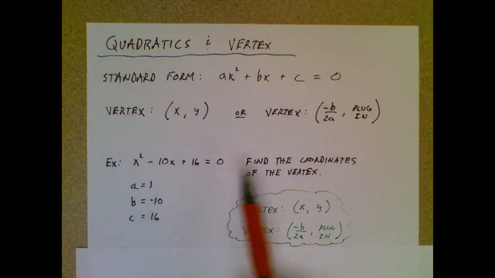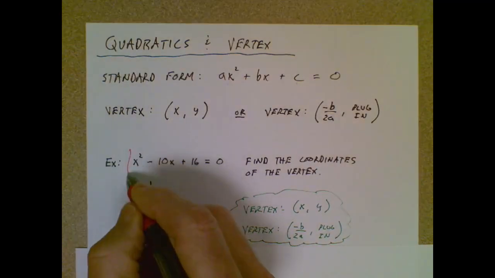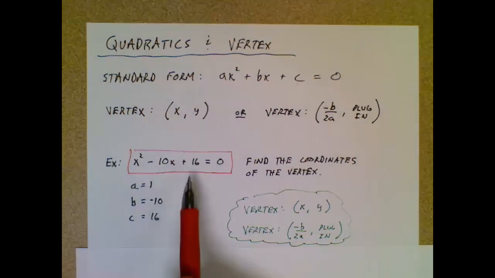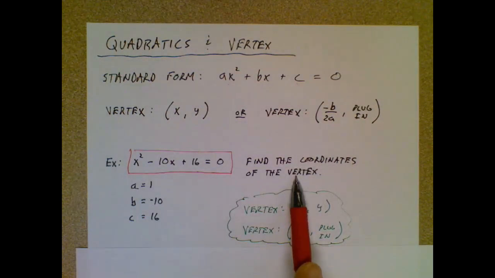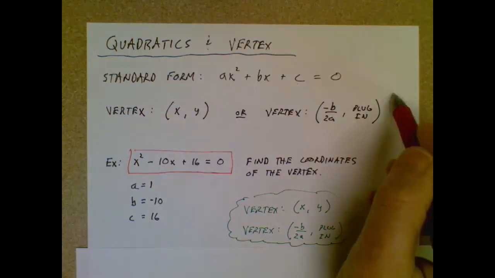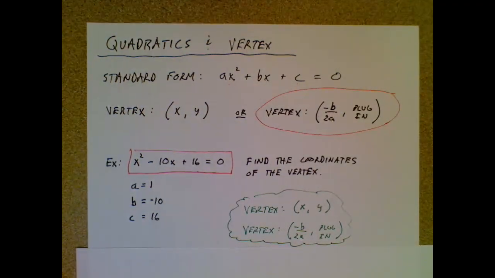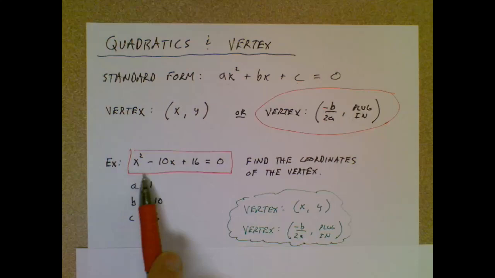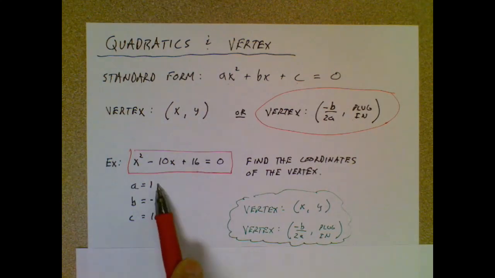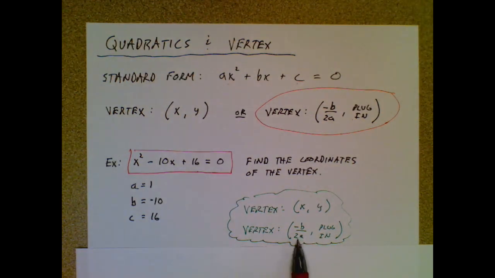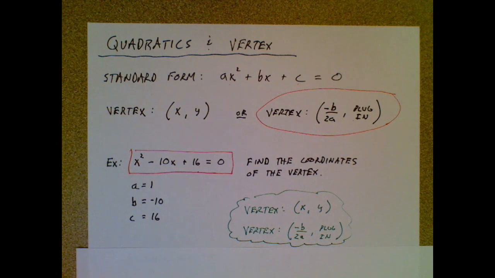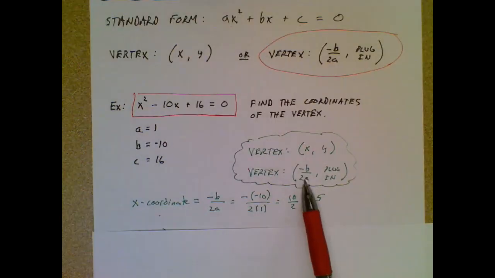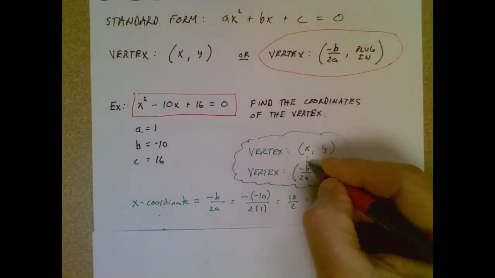So in our first example, we're going to use this equation to determine the vertex. We're going to use this formula that you have to apply to that equation. This equation's in standard form, so I know my a, my b, and my c. So what I'm going to do is take the a and the b and plug it into that part of the formula. That part of the formula is going to give us our x coordinate.